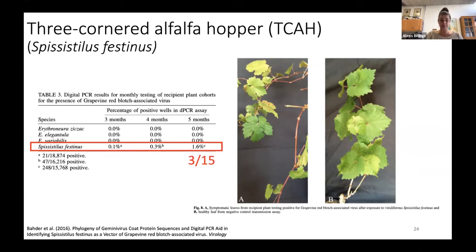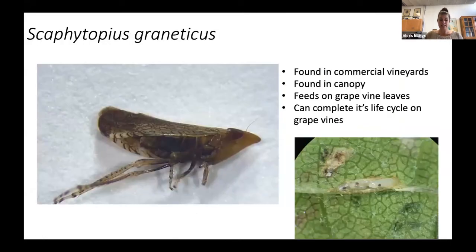Our final insect of interest is Scaphotopius, or scaffy as we call it. It's found in commercial vineyards and is found predominantly in the canopy. We actually were able to start a colony of scaffy here at UC Berkeley and have found it to feed on grapevines and be able to complete its life cycle on grapevines.